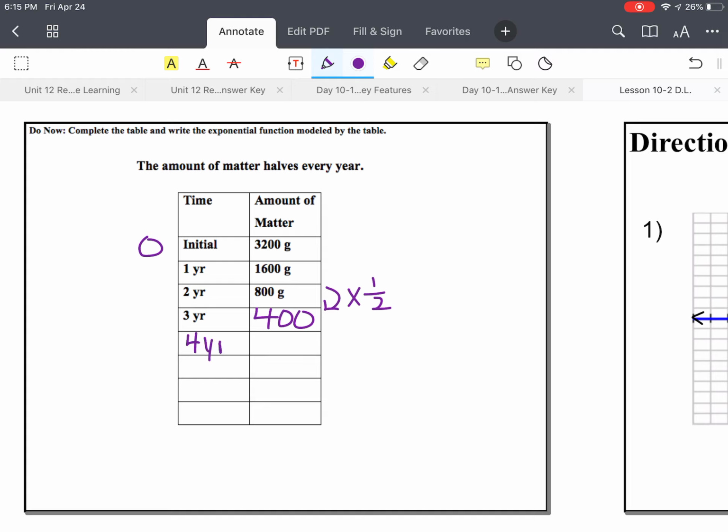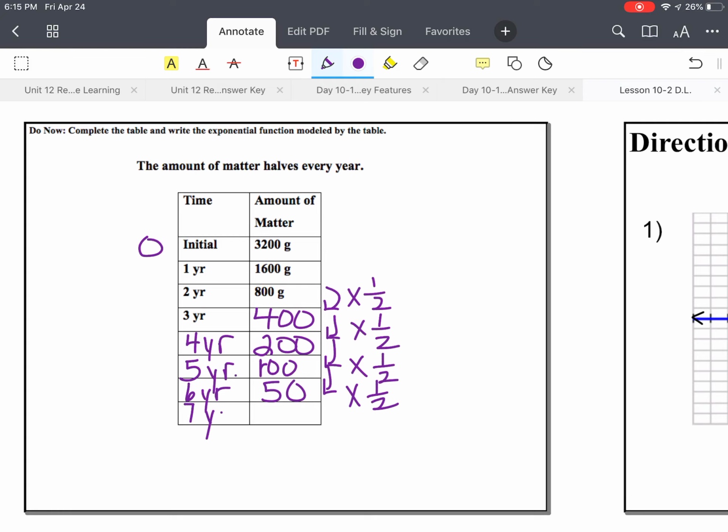Then in 4 years, we need to take that 400 and times it by a half. I have 200 grams. Then in 5 years, we again need to multiply by 1/2. So take 200 times 1/2, and we get 100. Then in 6 years, 100 times 1/2 is 50. And then one more time, because that's all we have room for in our chart, 7 years, we're going to times 50 by 1/2, and we're going to get 25.